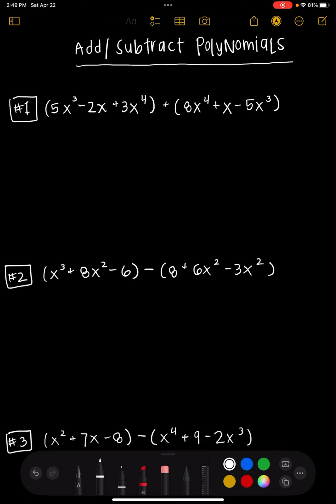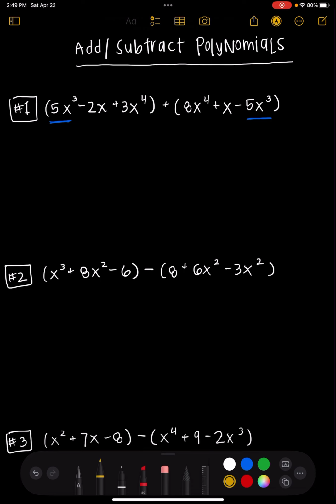So the first thing I'm going to do is find my like terms, and I'm going to underline them with different colors. You can choose to underline them different ways, like with squiggly lines or double lines or however you feel the most comfortable with. But I'm going to start with, I see that I have a 5x cubed right here. So another like term would be this negative 5x cubed. They're not like terms because they're both 5s, but they're like terms because they both have x cubed.